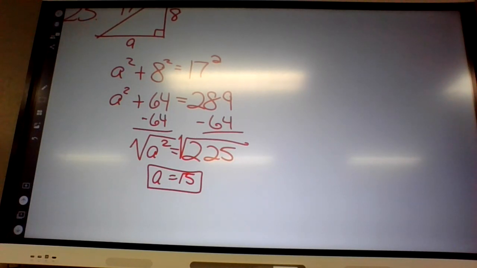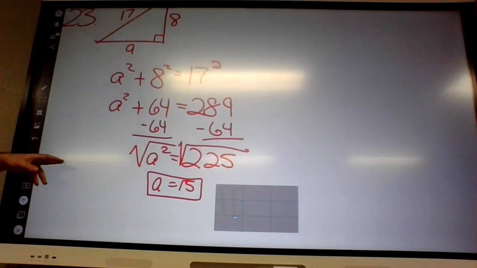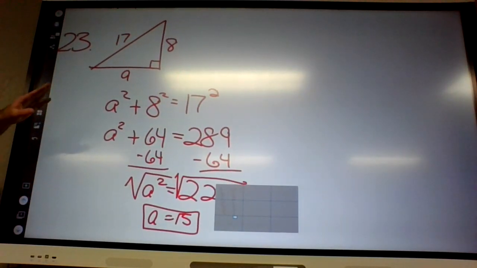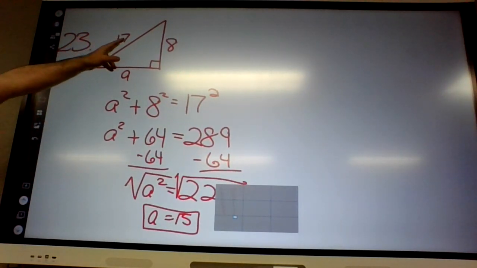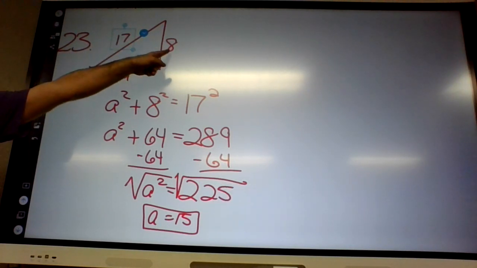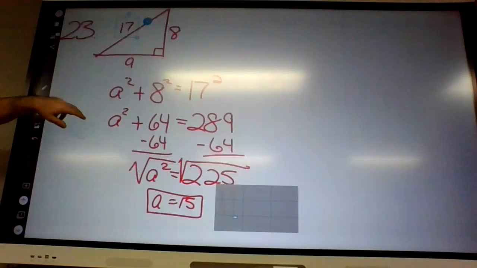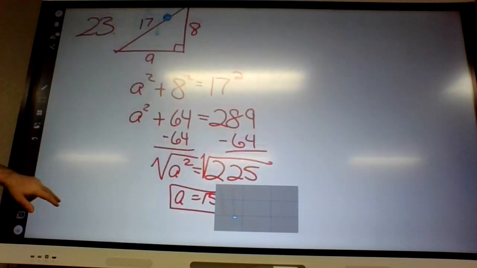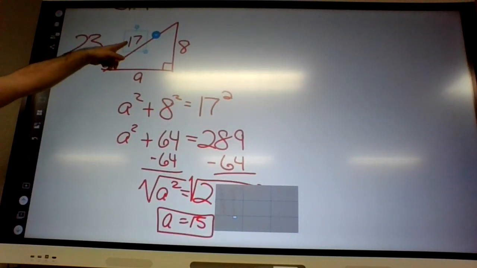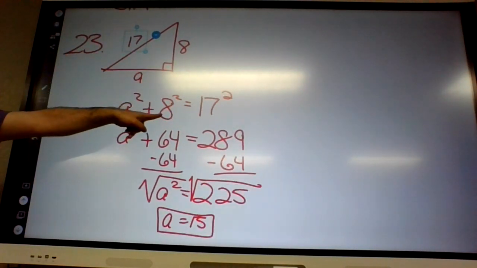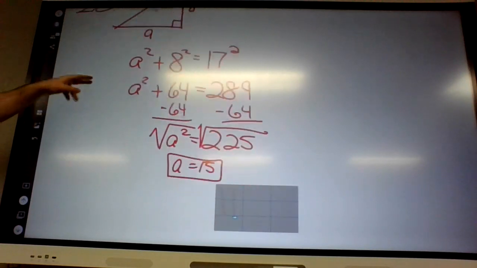You guys know how we could have done this in one less step? Right, subtract: 17 squared minus 8 squared equals a squared. You don't have to, but. Yeah. Well, no, I'm just saying it backwards. Like this minus this equals that. Oh, just do that. Yeah.